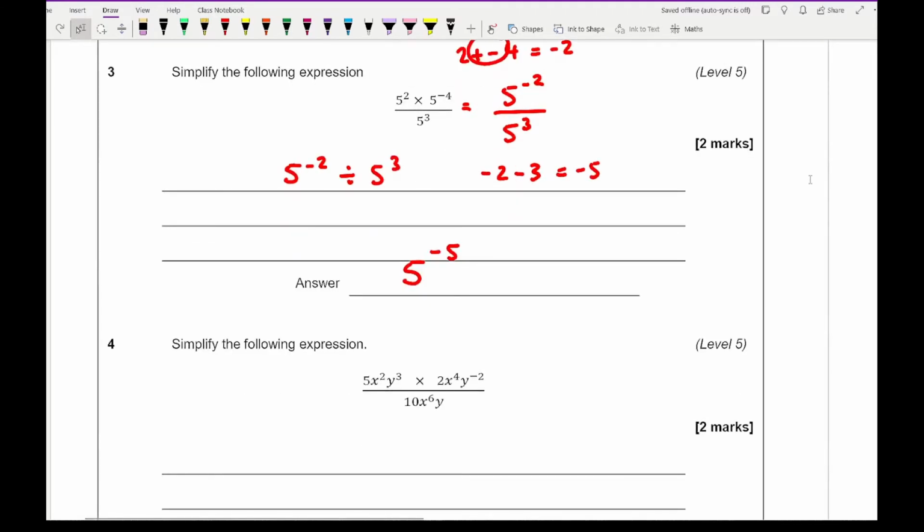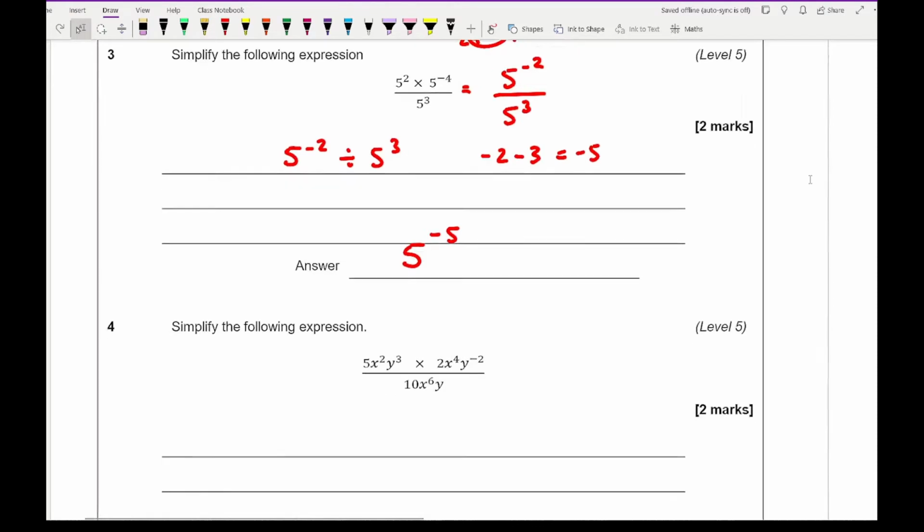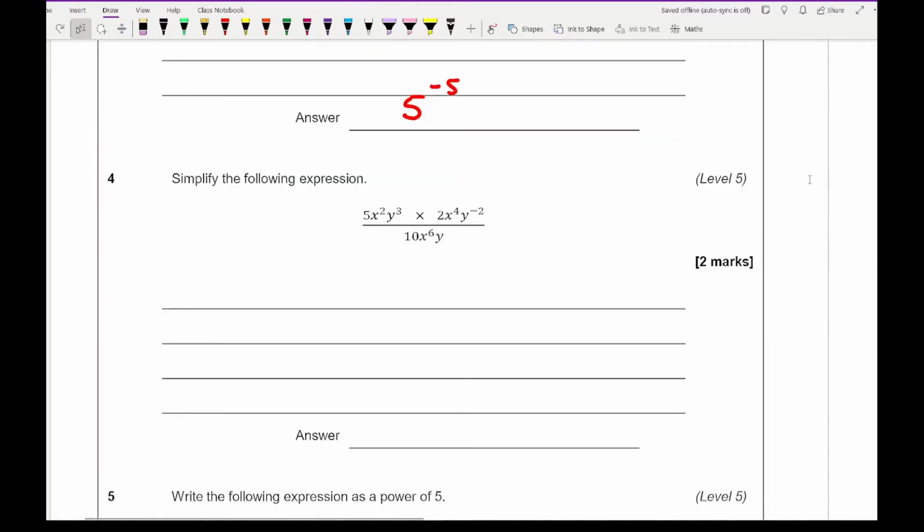Then moving on to our next question, question 4. Now this is involving algebraic manipulation. So again, I'm going to have to deal with the top and the bottom separately. Now for 2 marks, I would say this is pretty stingy, but it is what it is. So in terms of this, what I do is neaten the top.